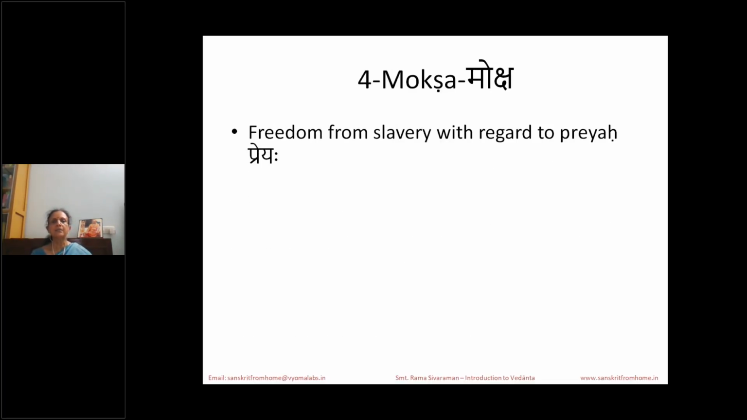And the fourth goal is Moksha. So freedom from slavery with regard to Preyas is Moksha. Simply put, it is the freedom from working for the first three goals. Because with the first three goals, we always have the fear that something that we acquire can go away. Okay, we have acquired punyam, it can get exhausted. We have acquired a house, that can go away. We have money that may go away tomorrow in the stock market, or today I have a position, tomorrow I will be nobody. So this fear is always there in 1, 2 and 3, and the freedom from slavery with regard to Preyas is Moksha in simple terms.